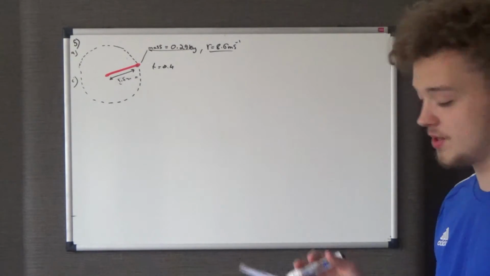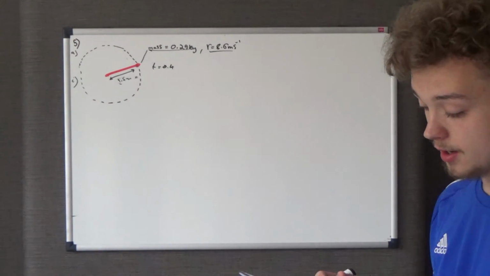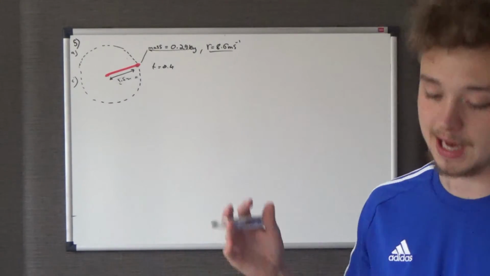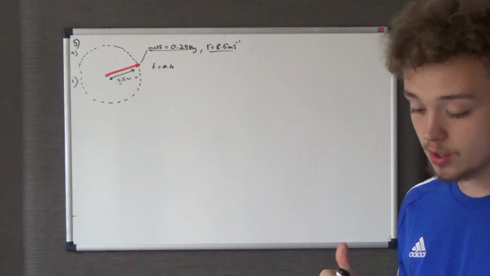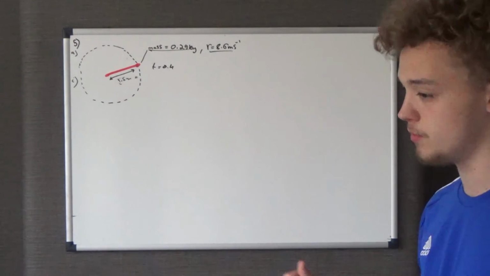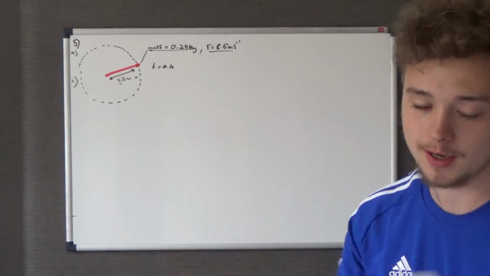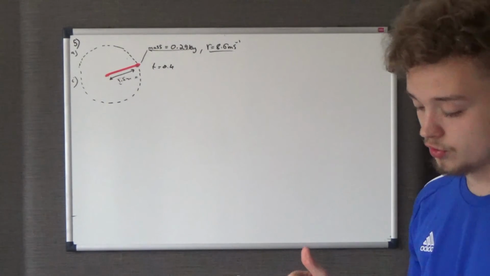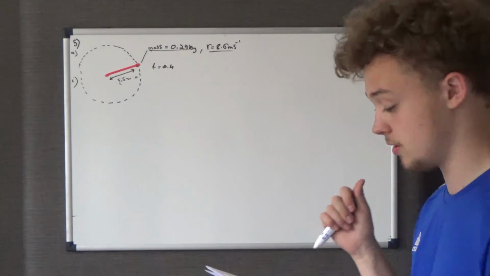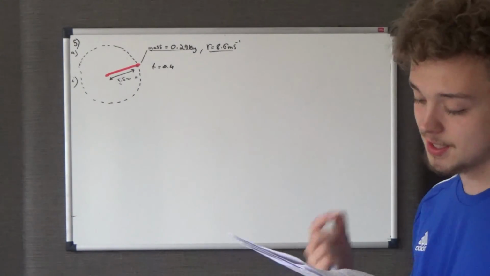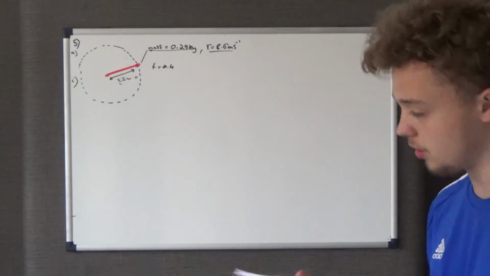So 5C is asking us to discuss the motion of the ball in terms of the forces that act on it. So we have to apply Newton's 3 laws of motion. We're asked to explain how Newton's 3 laws of motion apply to the motion of a circle, and explain why in practice the string will not be horizontal.